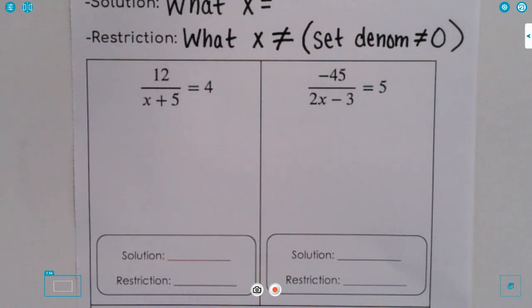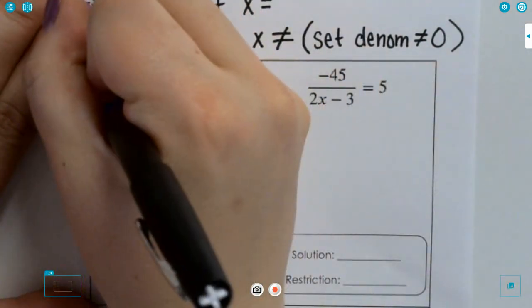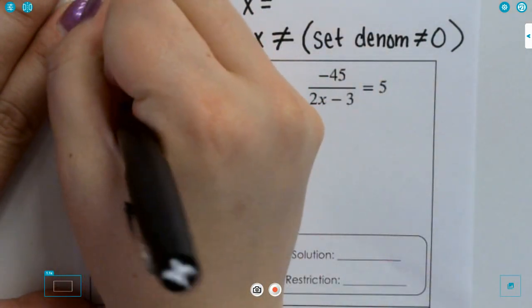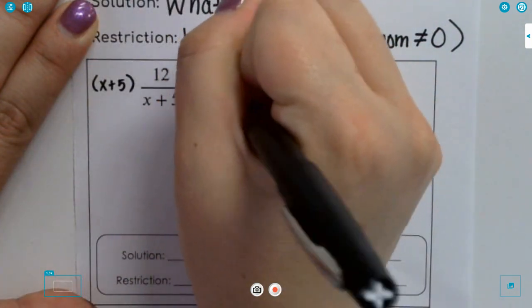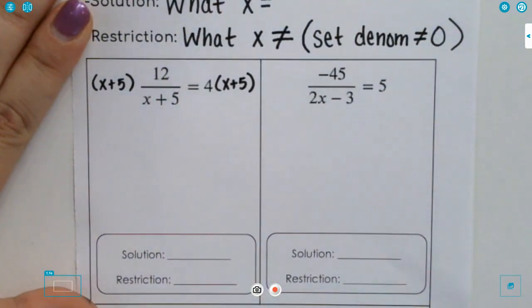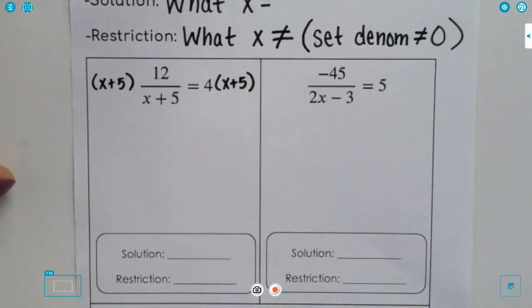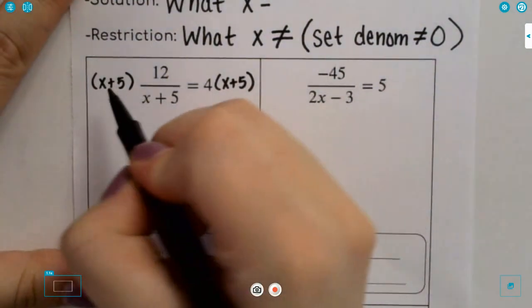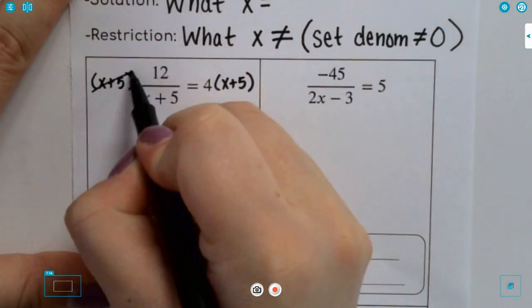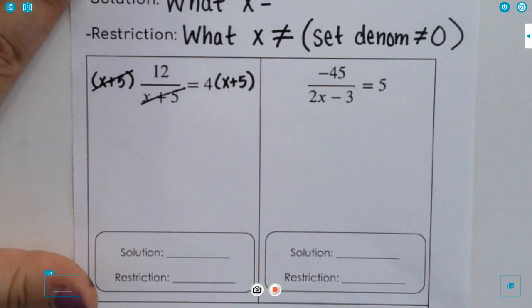The opposite of dividing is multiplying. So we're going to multiply both sides of our equation by x plus 5. I'm going to put that in parentheses since I need to multiply the entire thing by the entire thing. These x plus 5s cancel out. So this x plus 5 and this x plus 5 cancel out.